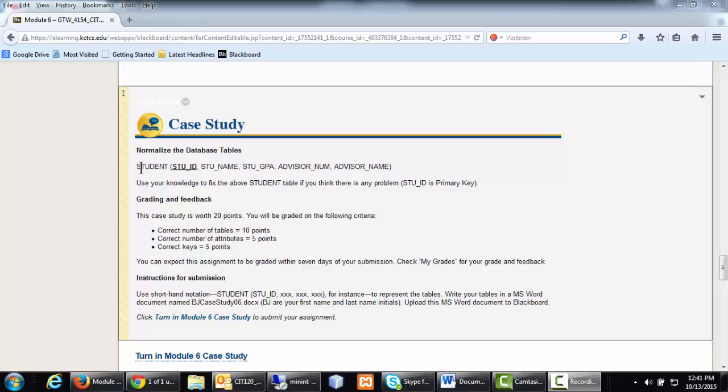Second, does this table have a partial key dependency issue? If a table has a partial key dependency issue, it should have a composite primary key. In other words, it should have two combined columns as a primary key. But in this case, we only have one key, student ID, as the primary key. So we don't have a partial key dependency issue, which means this table is also in the second normal form.